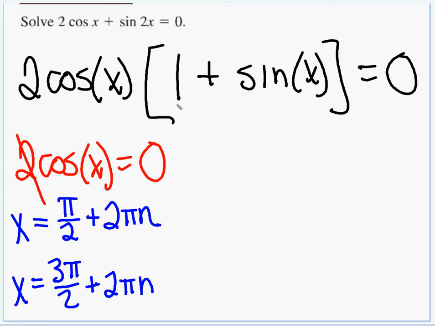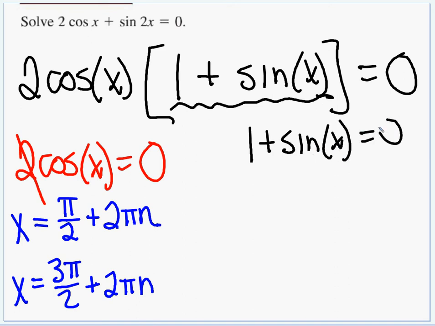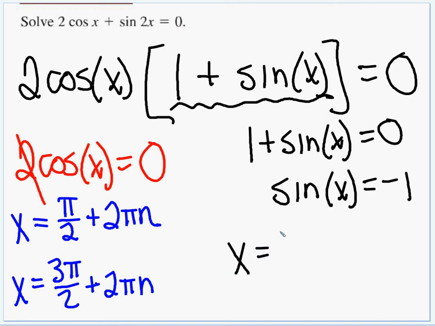Let's jump over here to this one. 1 plus sine x equals 0. So that means sine x is -1. And sine values are y values. Where is the y value -1 on the circle? That only happens at one spot, down at the bottom. 3 pi over 2 is our angle, plus 2 pi n.